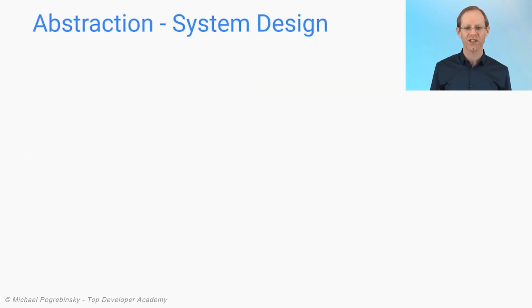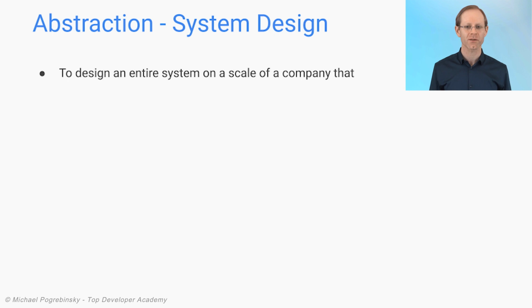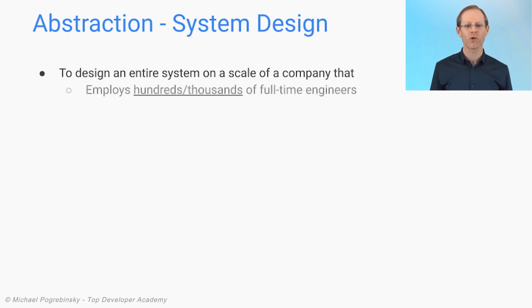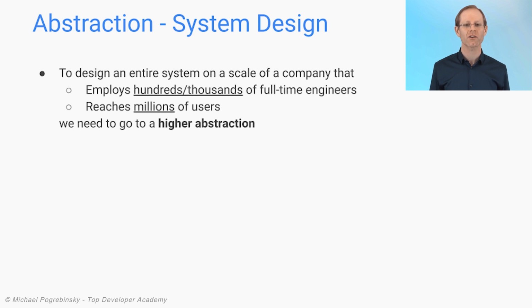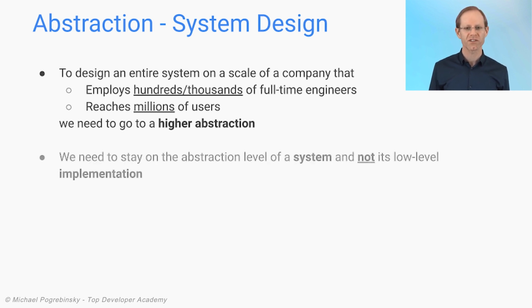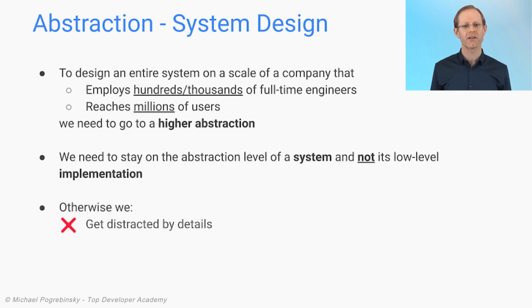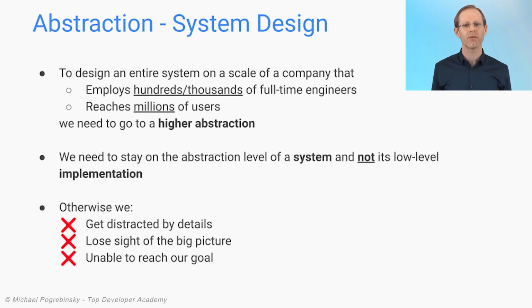When working through system design problems, it's the same story. In order for us to design an entire system on a scale of a company that employs hundreds or thousands of full-time engineers and reaches millions of users daily, we also need to go to a higher level abstraction. And even as we progress through the design process and go deeper into certain parts of the system, we still need to stay on the abstraction level of a system and not its low-level implementation. Otherwise, we'd easily get distracted by details, lose sight of the big picture, and be unable to reach the goal we're trying to accomplish.